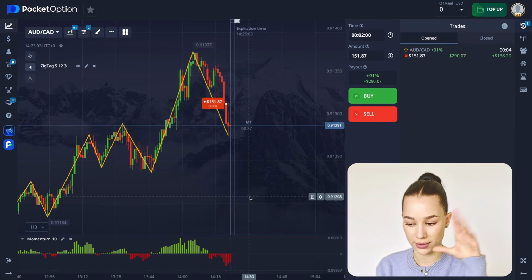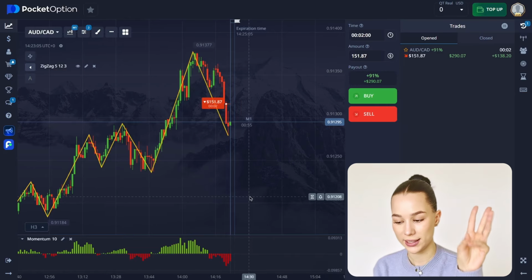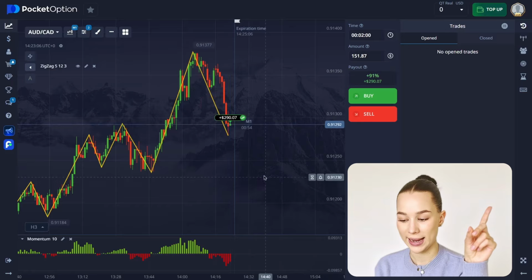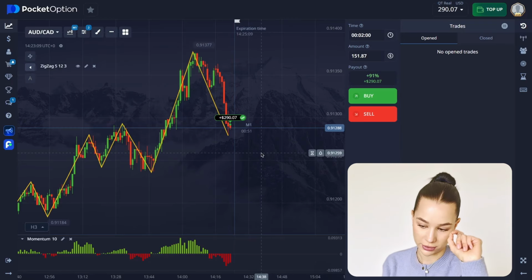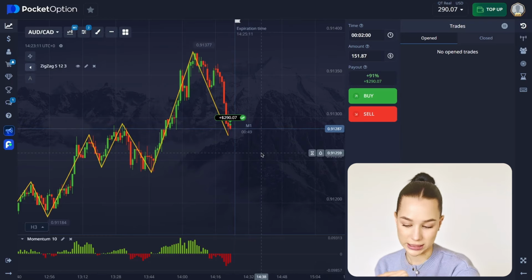Let's wait. 5 seconds, 4, 3, 2, 1, and we closed this trade confidently in the plus. We have 290 on the balance. Of course, that wasn't the easiest one, definitely, especially with a currency pair with pretty strong volatility, but we made it. That's it. I need some rest before our last 7th trading session.